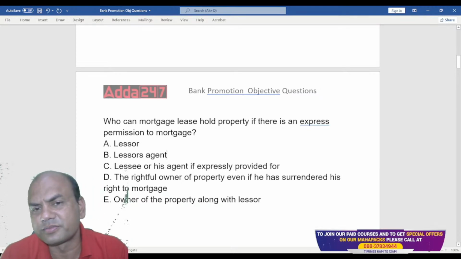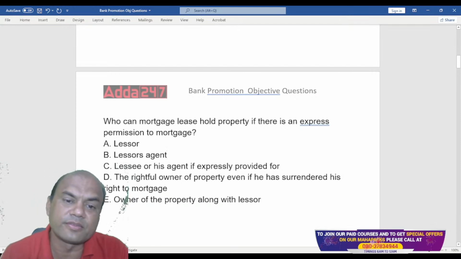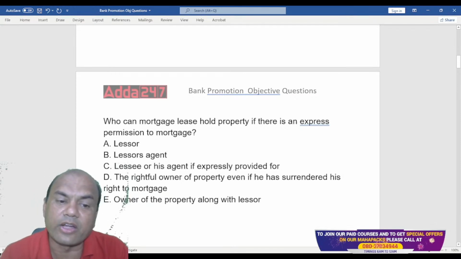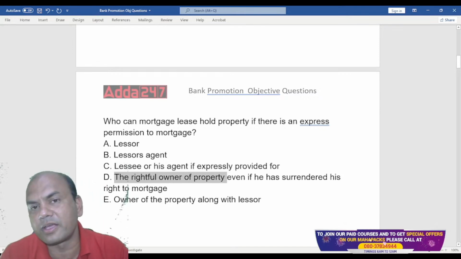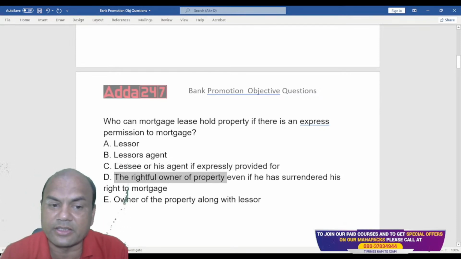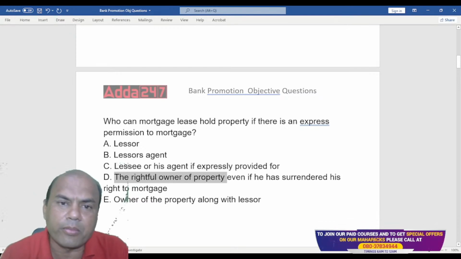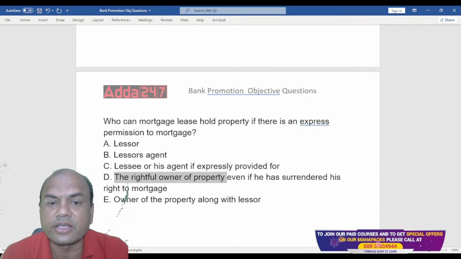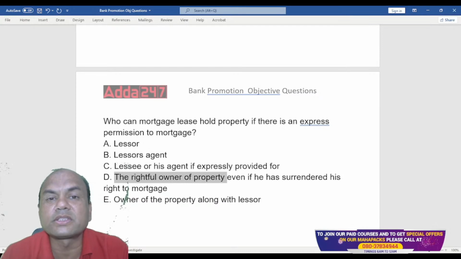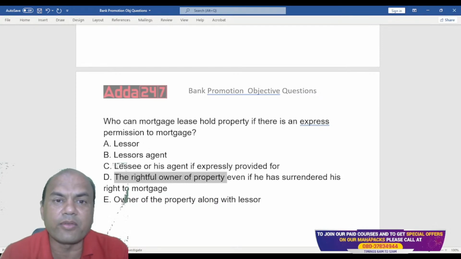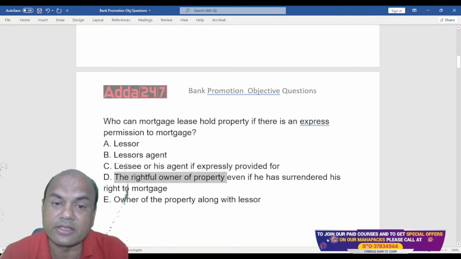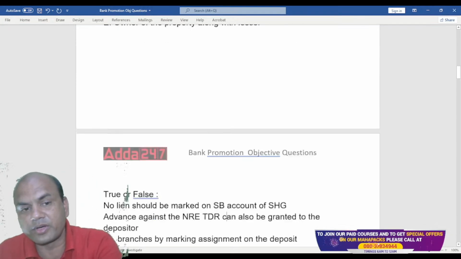Very simple one. Who can mortgage it? The rightful owner. Always remember. Yes, I wanted it in the comment section. Some of you have typed lessor, but the real answer is the rightful owner of the property, because any property which you own, you can give it as a security to anyone. But if you are staying on rent, or if you are not the rightful owner, how can you mortgage it, right? So that is the point.